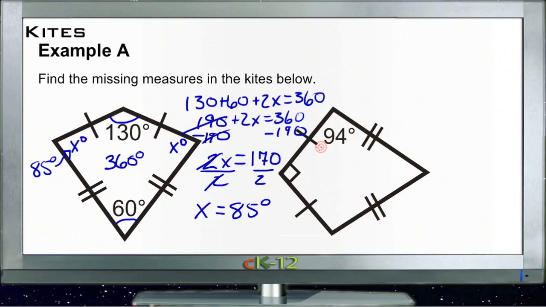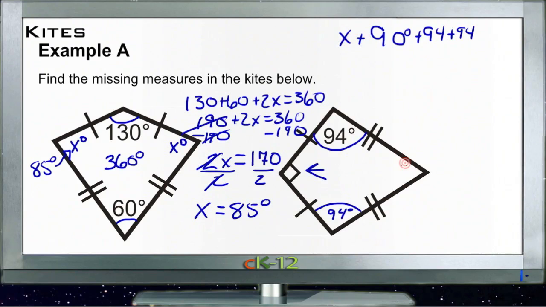All right, let's take a look at the other one. This one we know that this angle is 94, and it's a non-vertex angle, so its opposite down here must also be 94. And this angle over here on the left is a 90-degree angle based on its markings here. So now we have 90 degrees plus 94 plus 94 plus x, which is the one we don't know, equals 360.